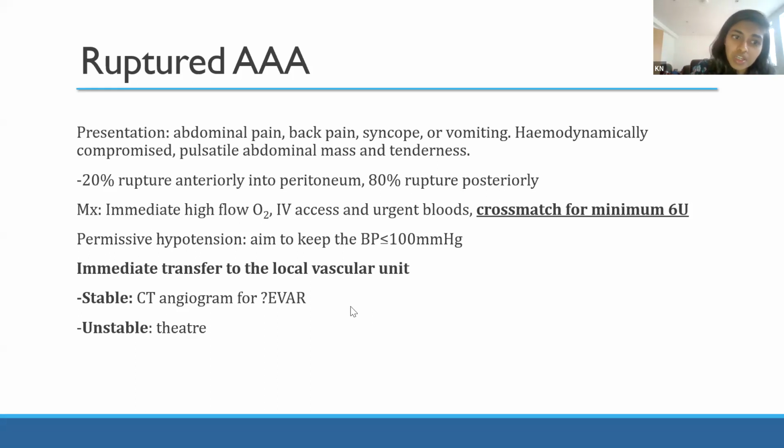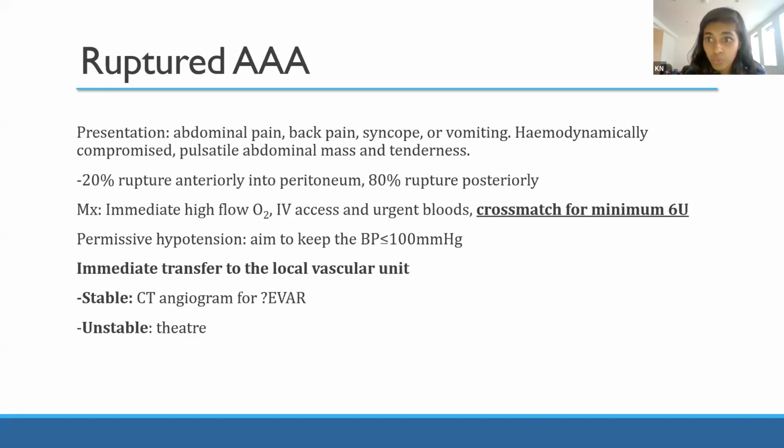And then you want to consider, if they hit the vascular unit and they're actually stable, they'd consider doing a CT angiogram. This would essentially look for where specifically in the aorta there is a rupture, and whether it could be managed with an endovascular approach or whether it needs open repair.